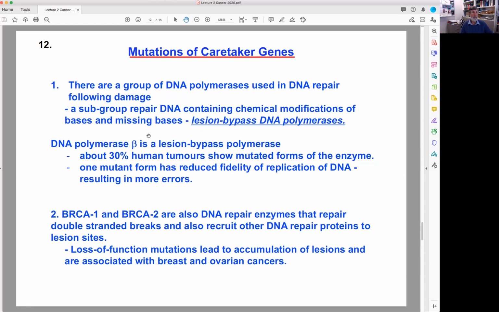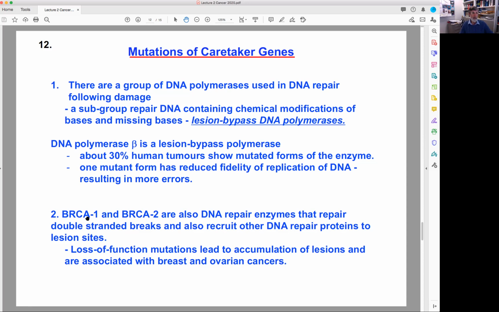So DNA polymerase beta is an example of a lesion bypass polymerase. And about 30% of human tumors show mutated forms of this enzyme. And one mutation that seems to be reasonably well understood, the mutant has reduced fidelity, or in other words, accuracy of replication of DNA, resulting in more errors. So the polymerase, rather than repairing the DNA, actually can increase the number of errors in the DNA, of course, obviously promoting the transition to cancer.